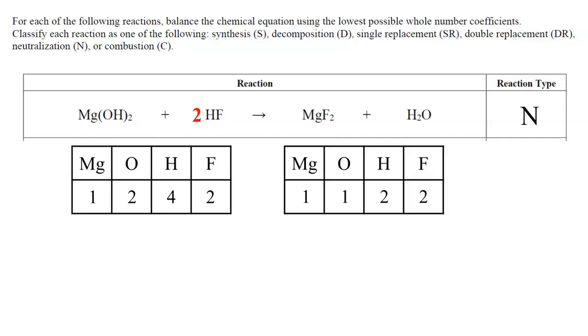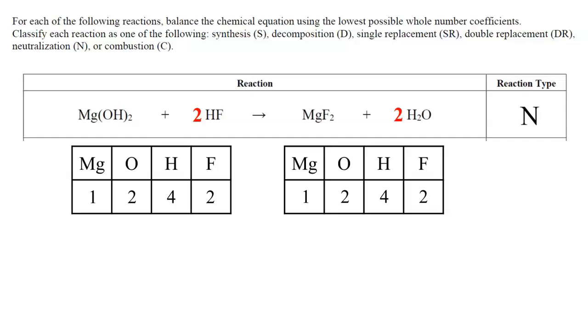at the same time. So I see 2 oxygens on the left. I'd like to get 2 oxygens on the right. So I'm going to put a 2 in front of the H₂O so I can get 2 oxygens on the right. But with that 2, it also increases the number of hydrogens. So my new total for hydrogen and oxygen on the right would be 4 hydrogens and 2 oxygens.